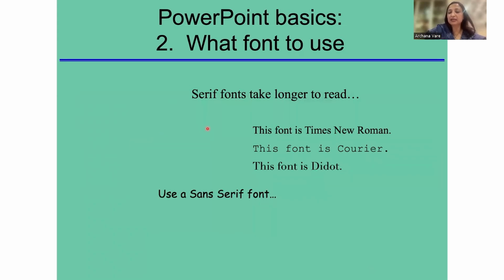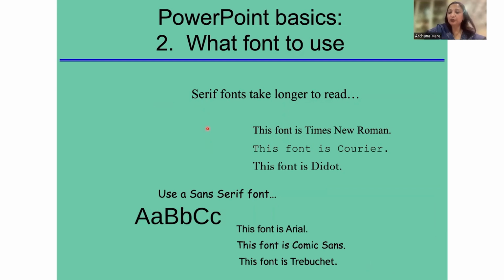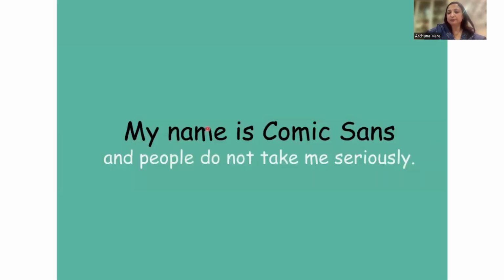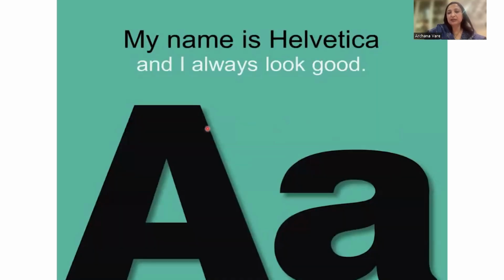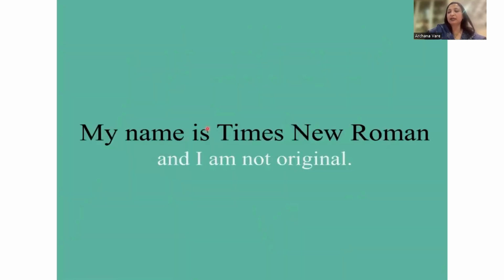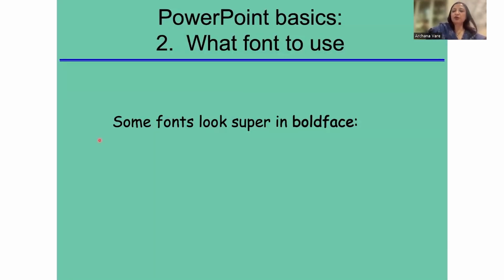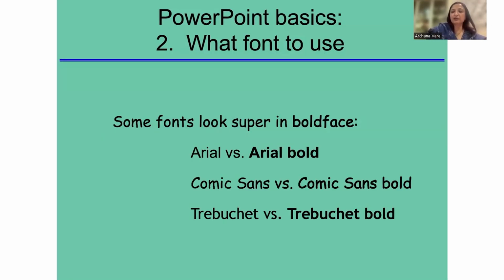And the sans serif font is easier to read. For example, Arial, Comic Sans, and Trebuchet. So this is an example of the sans serif font. Again, this is an example of a sans serif font, and Times New Roman is an example of the serif font. Some fonts look super in boldface. For example, Arial versus Arial bold, Comic Sans versus Comic Sans bold, Trebuchet versus Trebuchet bold.